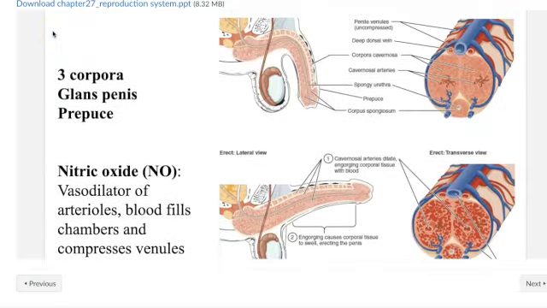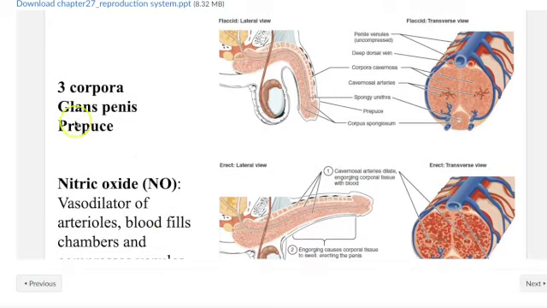One more thing to talk about. In the lab, they might ask you what this section is. This is the shaft, and right here before the glans penis, okay, this is right here in the beginning, is called the prepuce, and here's the glans penis.